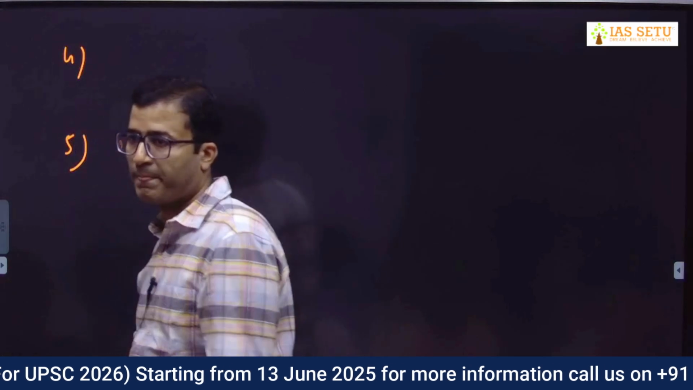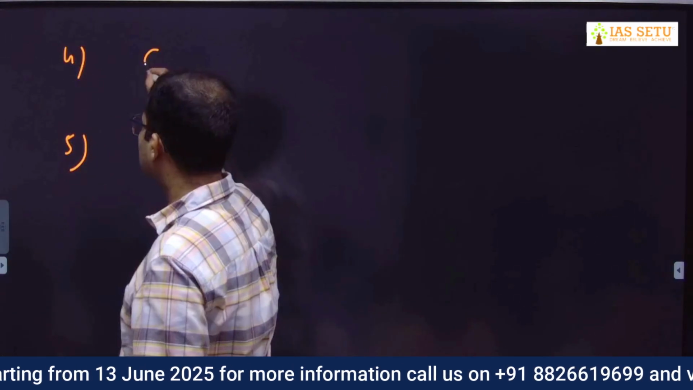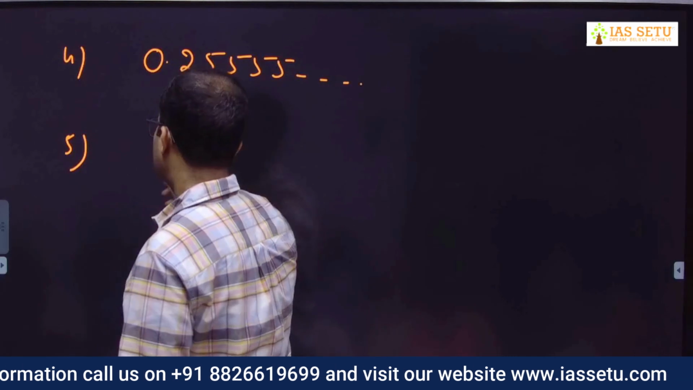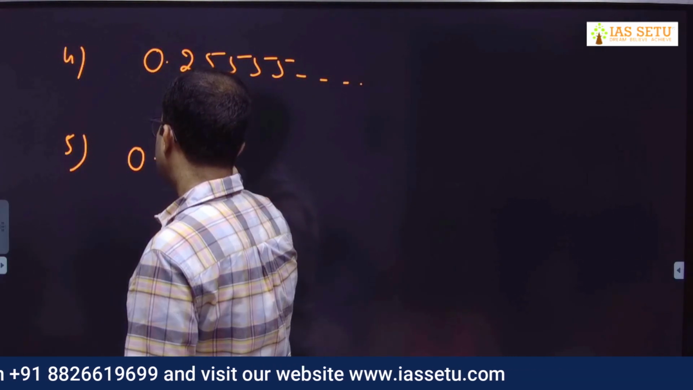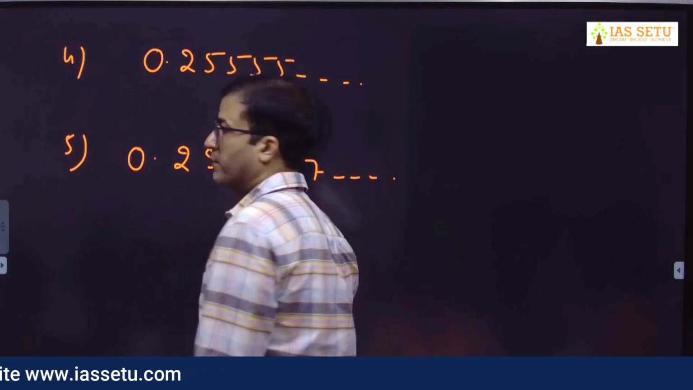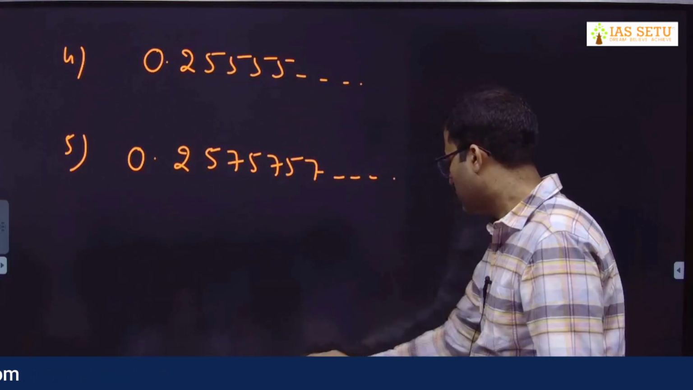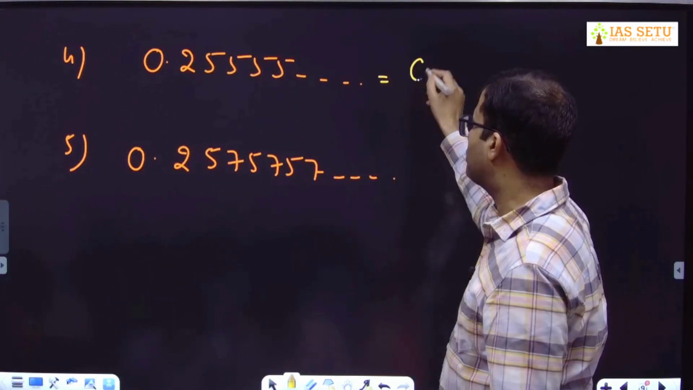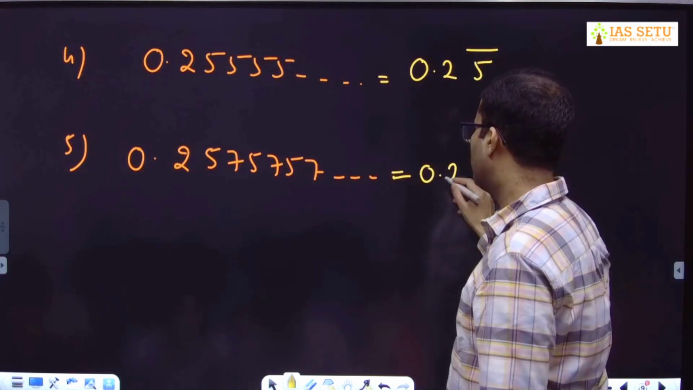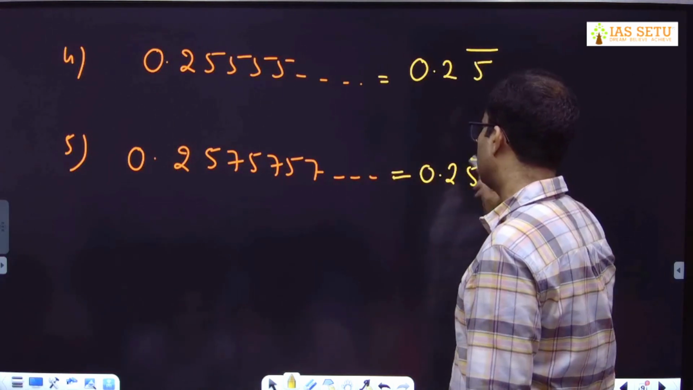Okay, let me take question number 4 and question number 5 on type 2. 0.255555, 0.2575757 and so on. I will solve. First thing, we express it as 0.2 bar on 5. This is 0.2 bar on 57.